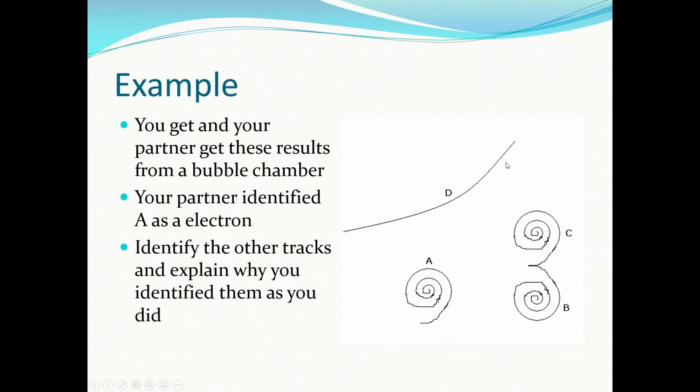So you and your partner get these results from a bubble chamber. We sent a bunch of subatomic particles through a bubble chamber. This is what we see. Your partner identified this as an electron.